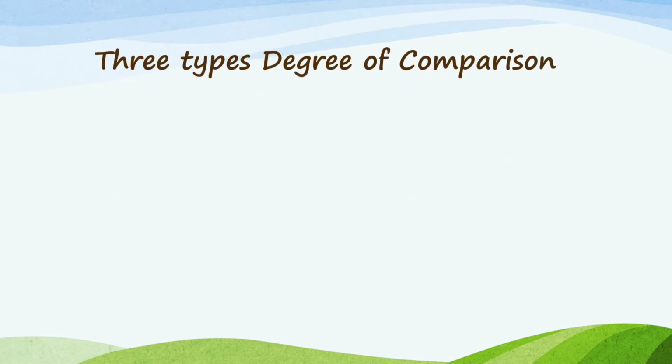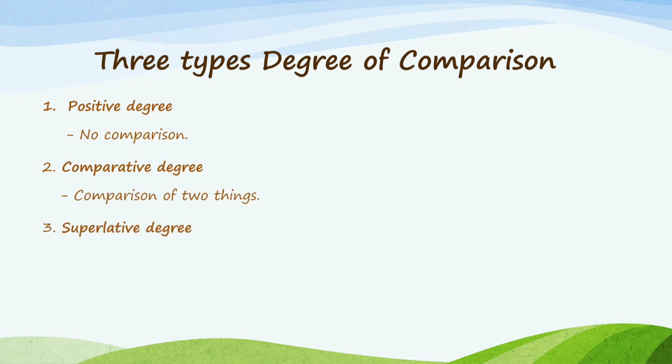There are 3 types degree of comparison. 1. Positive degree, no comparison. 2. Comparative degree, comparison of 2 things. 3. Superlative degree, comparison of more than 2 things. And here is the table's degrees of comparison with the example.